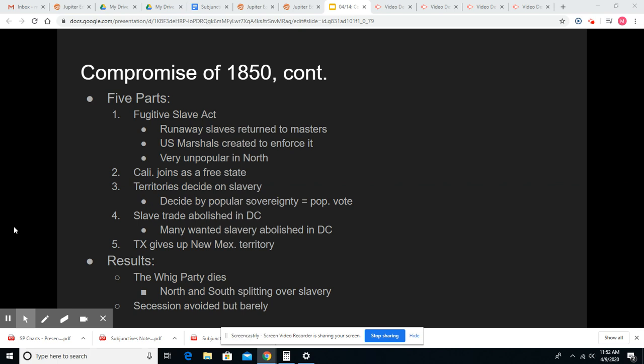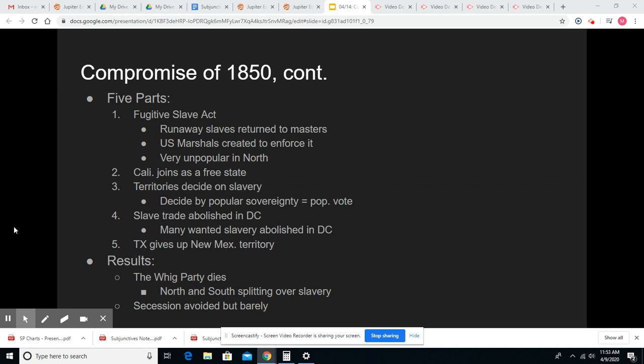Fourth is the slave trade abolished in D.C. So a lot of people actually wanted slavery abolished entirely in D.C. because it was controlled by Congress, and so Congress did have the jurisdiction to abolish slavery there. So this is a compromise. The slave trade is abolished, as in you can't bring any slaves into D.C., you can't even exhibit people in chains, but it does not fully abolish slavery. And Texas is supposed to give up the New Mexico territory.